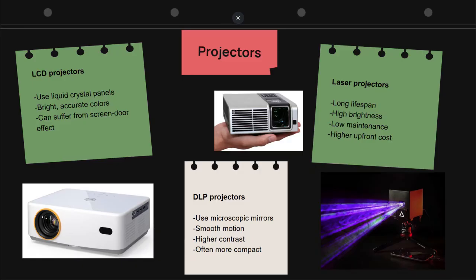Now we're going to dive into projectors. Projectors are still widely used in classrooms, conference rooms, and large venues. There are several projector technologies. LCD projectors use liquid crystal panels, have bright, accurate colors, and can suffer from a screen door effect. DLP projectors use small microscopic mirrors. They have smooth motion with higher contrast and are often more compact. Laser projectors offer long lifespan, high brightness, and low maintenance, but usually have a higher upfront cost. Projectors commonly connect using things like HDMI, DisplayPort, or VGA for legacy environments.